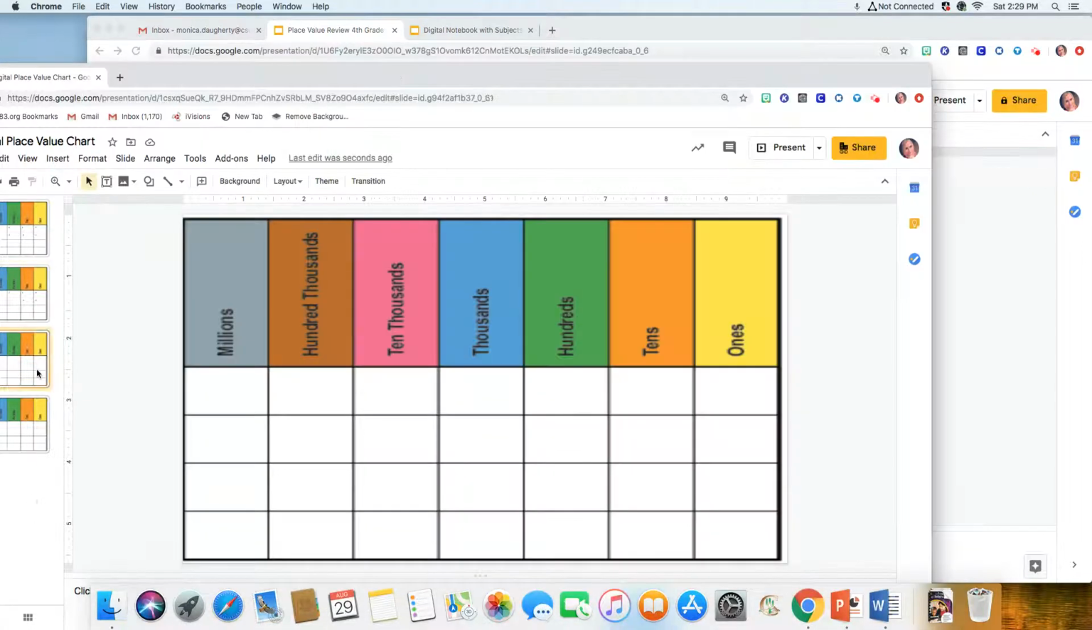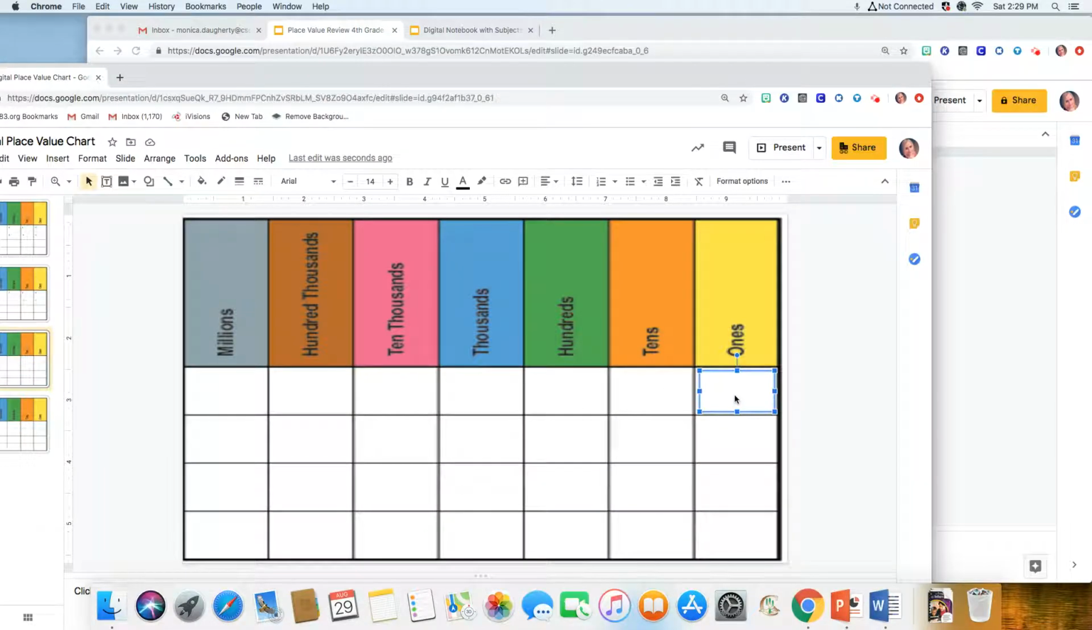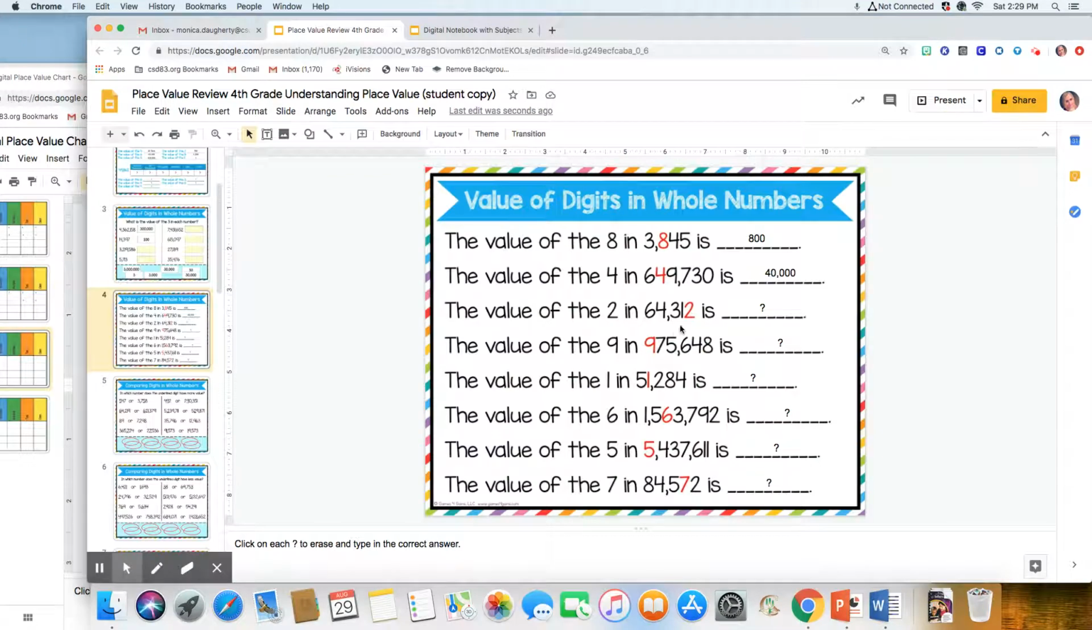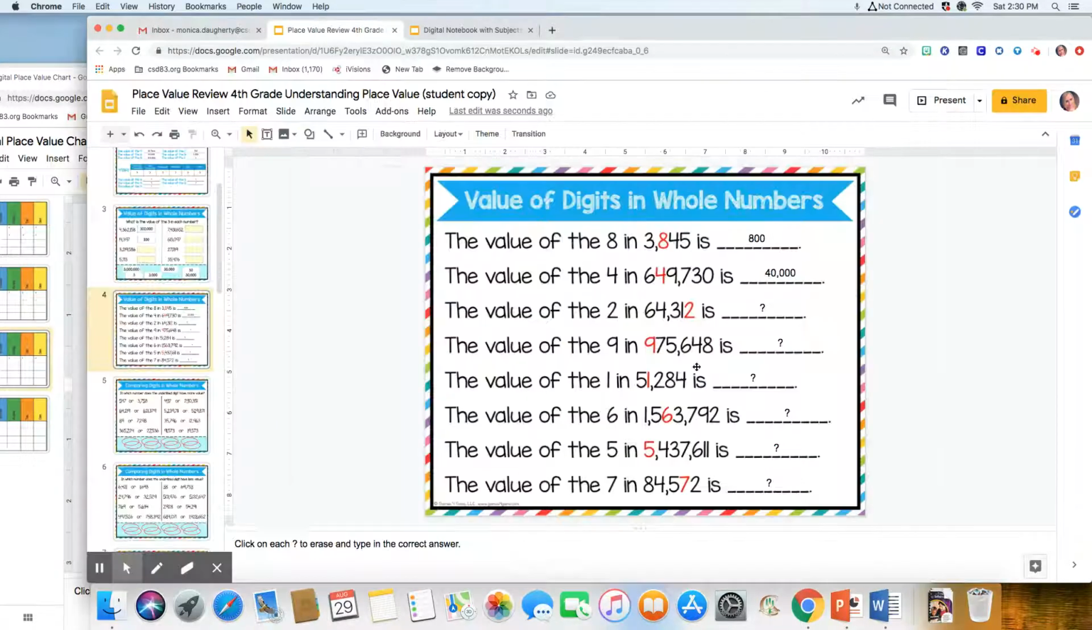64,312. So I'm going to go to a new place value chart, and I'm just going to plug in my number. I always start with my 1s, so I have 2, 1, and 3. And then I have 4 and 6. So 64,312. Again, they want to know the value of the 2 in this number.